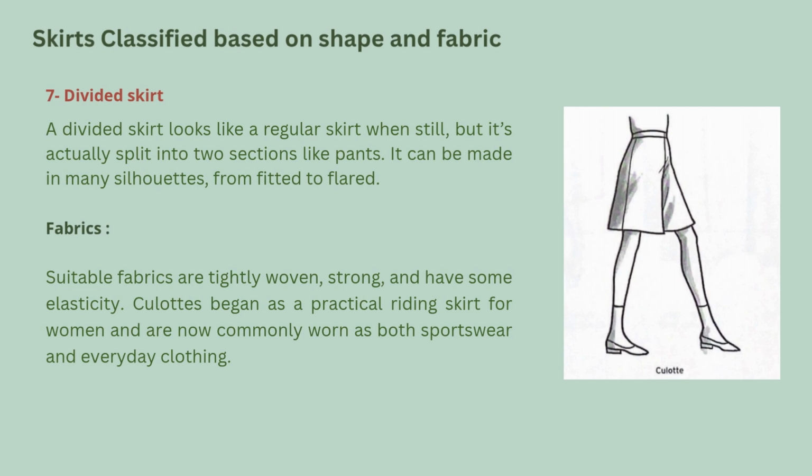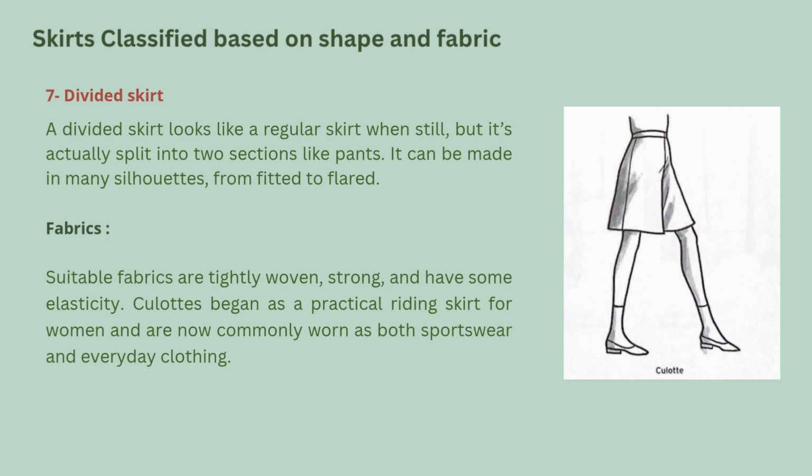The next group of skirts are called divided skirts. A divided skirt looks like a regular skirt when still, but it's actually split into two sections like pants. It can be made in many silhouettes from flared to fitted. They are also called culottes. Culottes were initially a sport skirt designed for horseback riding by women, but now they are widely worn both as sportswear and street clothing.